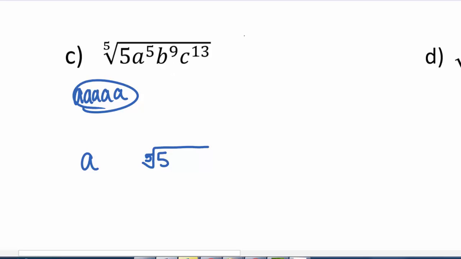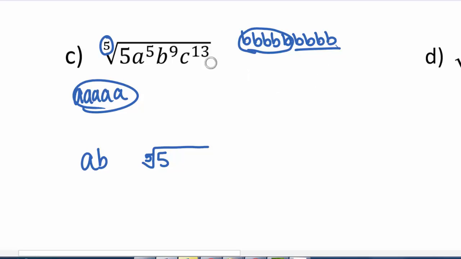For the b's, I have 9 of them, and I'm just moving over here so I can write them all out. 4, 5, 6, 7, 8, 9. I'm looking for groups of 5 because it's a 5th root, so I get to circle 5 of them. But I don't have another full group, so I have one full group, and that comes out front. But I did have those 4 left over, and since I can't take them out because I didn't have a solid group of 5, I still have b to the 4th on the inside.